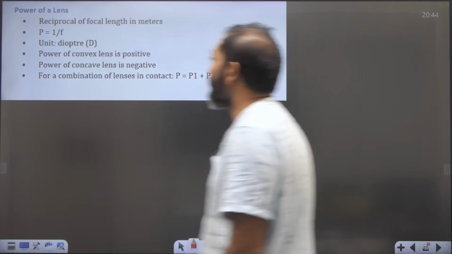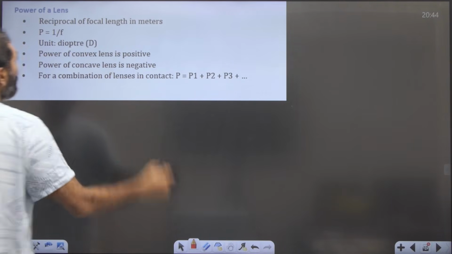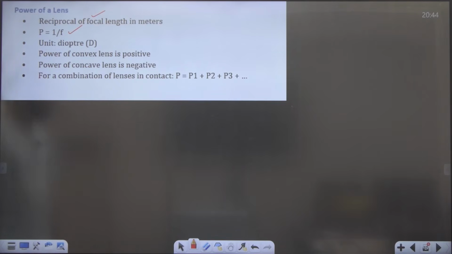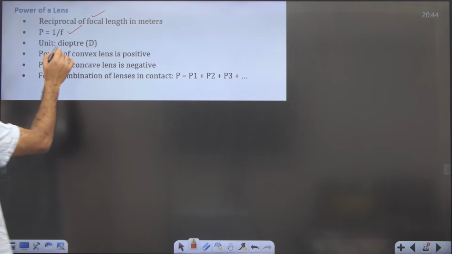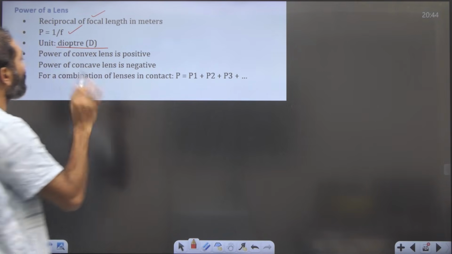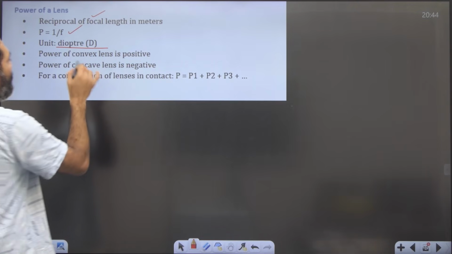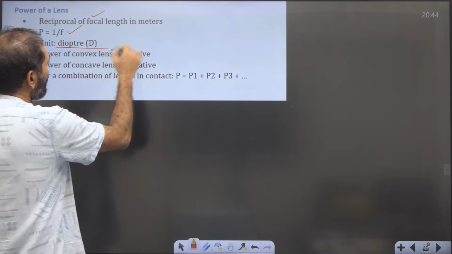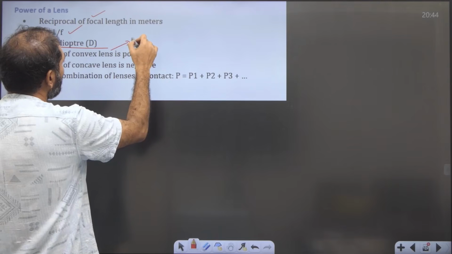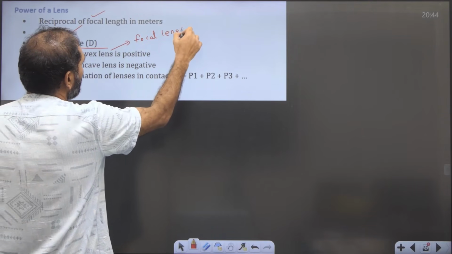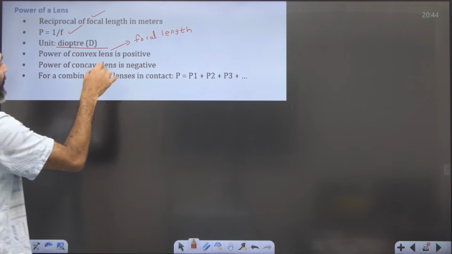Power of a lens, a very important question. The reciprocal of focal length is called the power of a lens. What is the power of a lens? The reciprocal of focal length. The unit is the diopter, very important. Remember, the power of a convex lens is positive. Why? The focal length of a convex lens is positive. The power of a concave lens is negative.